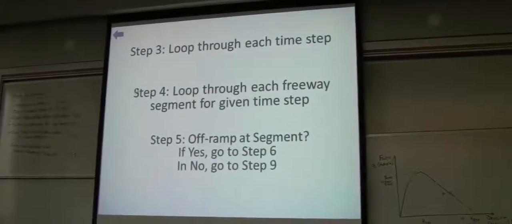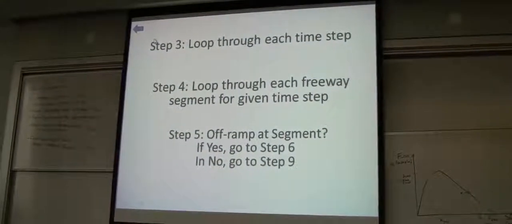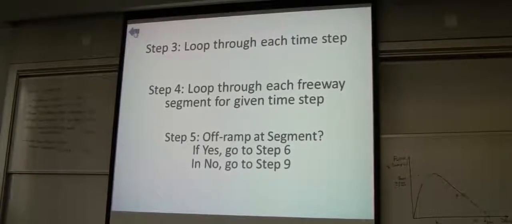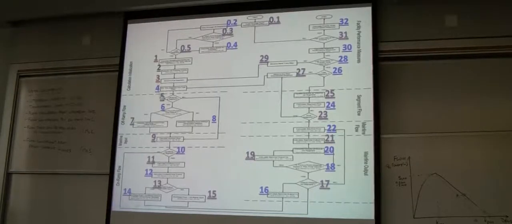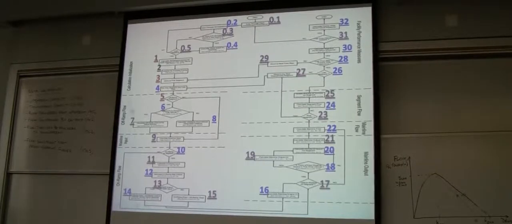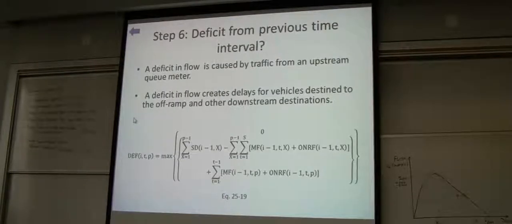Okay, this is just some administrative stuff here. Again, as Bastian mentioned, basically we're going for each time step and then each segment within each time step. Step 5 is looking to see whether we have an off-ramp at that particular segment. If we do, we're going to go to step 6. If we don't, we're going to jump to step 9. So this section here deals with off-ramp flow. This might be a good time now, Bastian, to modify our diagram and show an off-ramp.